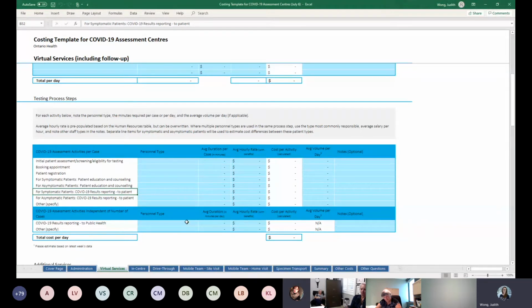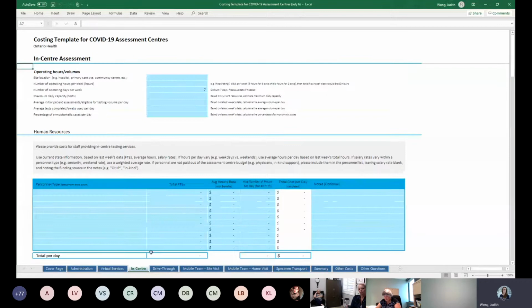Thank you. If we have 3 sites, do we consolidate into one report or submit 3 separate reports? Okay, that's a really good question, and we received that question via email as well. So I would say there are 2 options. So if, for example, turning to the in-center tab, say you have 2 in-center assessment centers in 2 different locations.